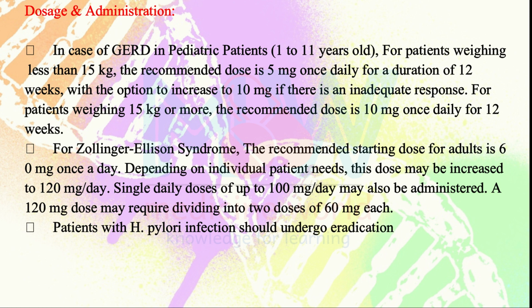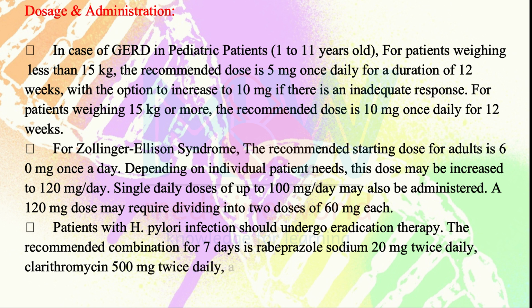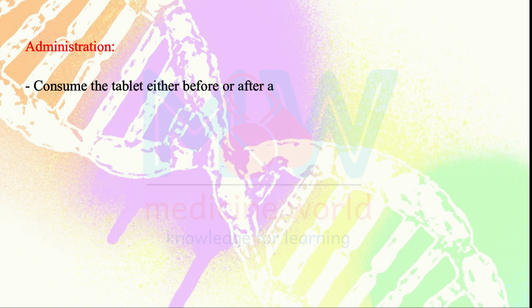Patients with Helicobacter pylori infection should undergo eradication therapy. The recommended combination for 7 days is Rabeprazole sodium 20 mg twice daily, clarithromycin 500 mg twice daily, and amoxicillin 1 gram twice daily. Rabeprazole can be administered either before or after a meal.